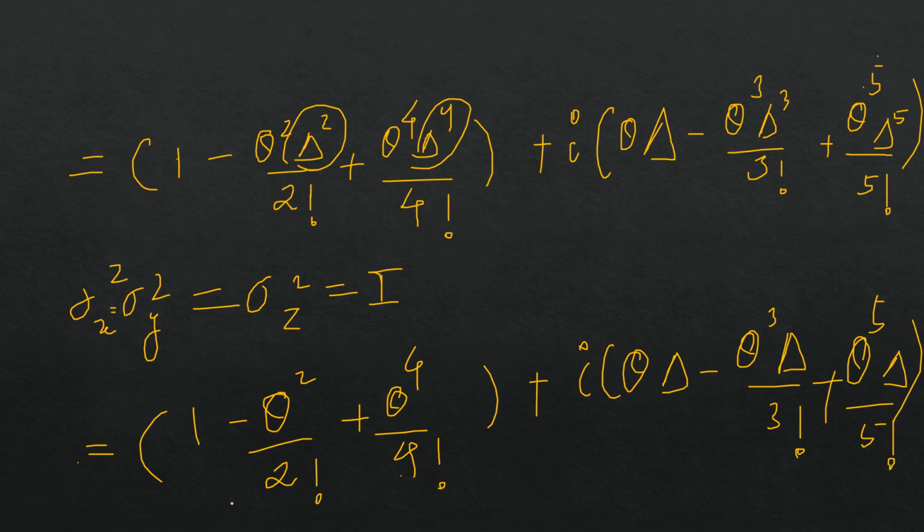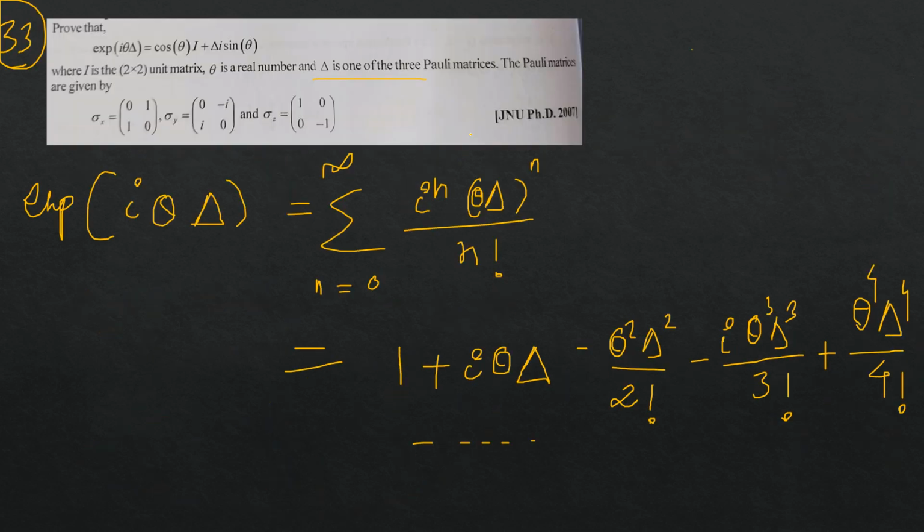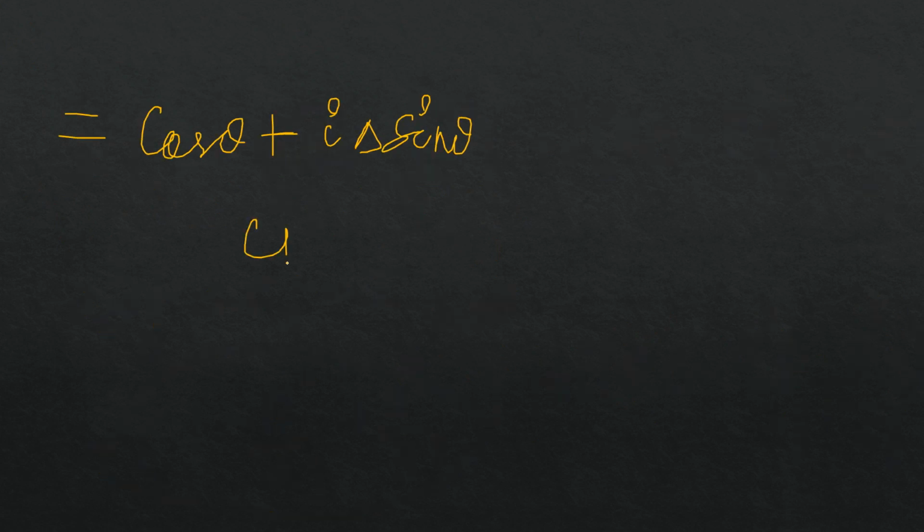So we know this is the expansion of cos theta, and this is the expansion of what? If I take all the deltas common, so i delta, this is the expansion of sine theta. So I can write it as cos theta plus i delta sine theta. Okay, so this is the answer. Right, this is what we had to prove, so we proved it. So this is a proof.